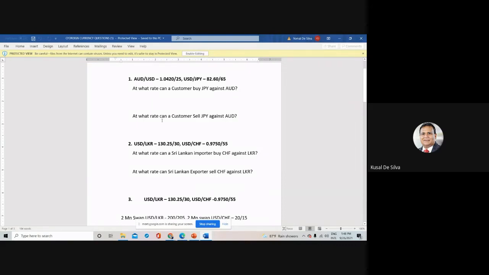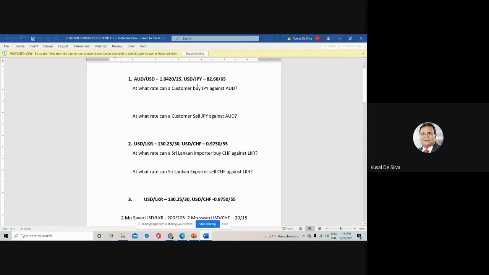We'll move to the second one. At what rate can a customer sell JPY against AUD? Customer sells JPY. This is again the quoted currency. Customer sells quoted currency, so the bank will buy quoted currency using the offer rate. We call the bid rate: buy base, sell quoted. Offer rate: sell base, buy quoted. So, buy, sell, buy.